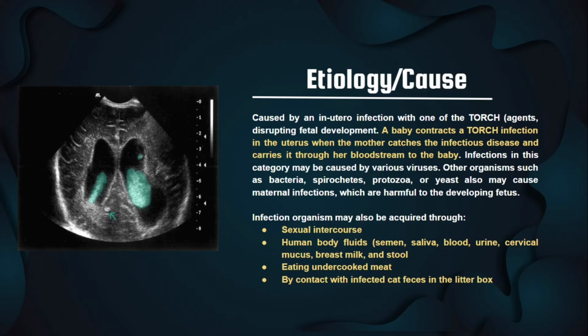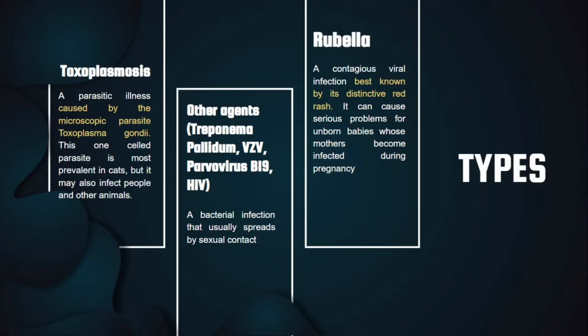First, sexual intercourse. Second, human body fluids such as semen, saliva, blood, urine, cervical mucus, breast milk, and even stool. Third is eating undercooked meat, and lastly, contact with infected cat feces in the litter box. So now we move on to the different types.